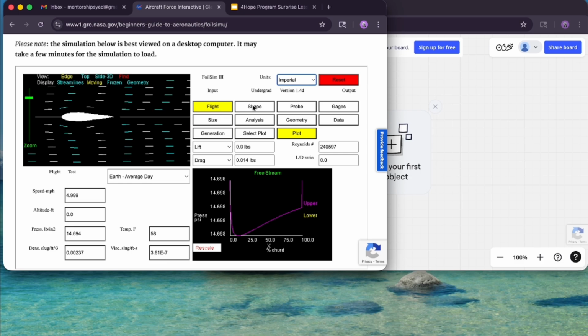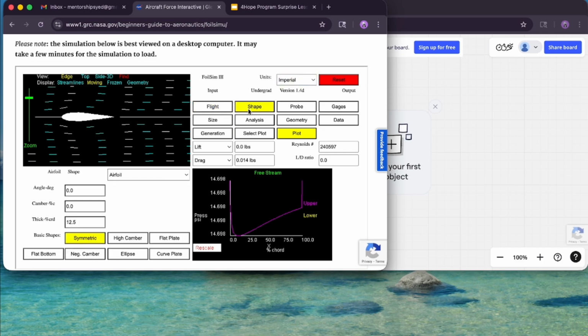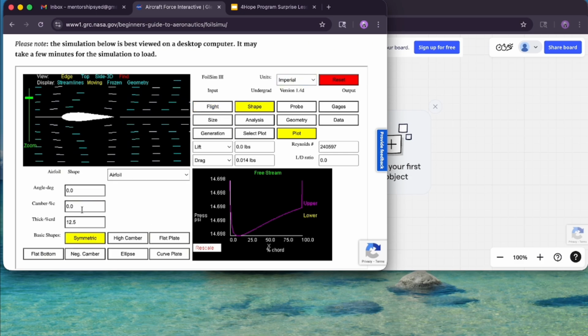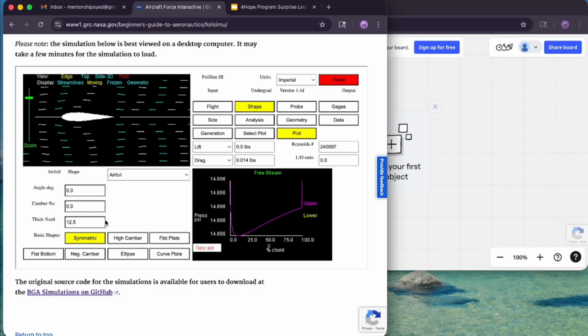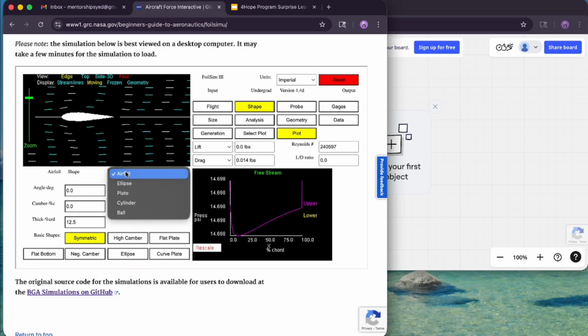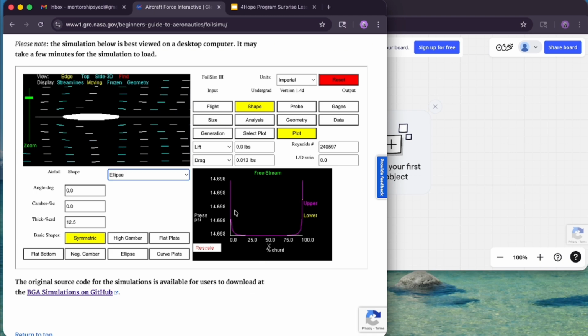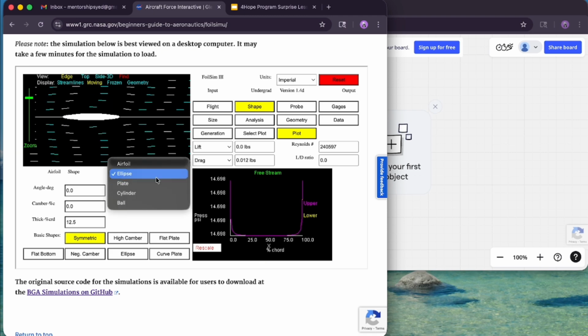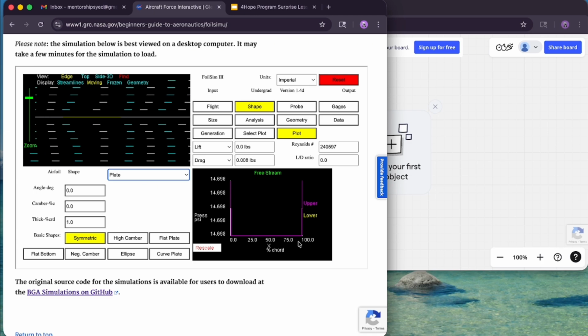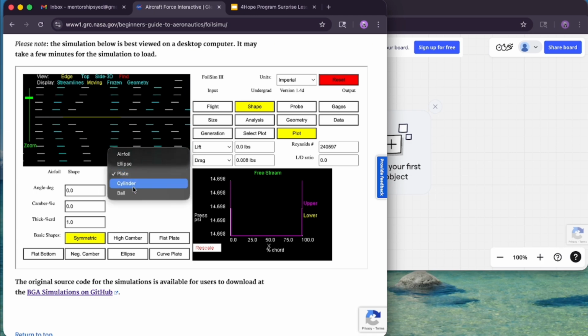So you have flight, shape. You can also change the shape of the airfoil in this simulator. Let me just zoom in really quick. You can change the airfoil into an ellipse. This is what an ellipse would look like, and this is the free streamline of how it would look. Then there's the plate, which is more of a curve, like an actual U shape.